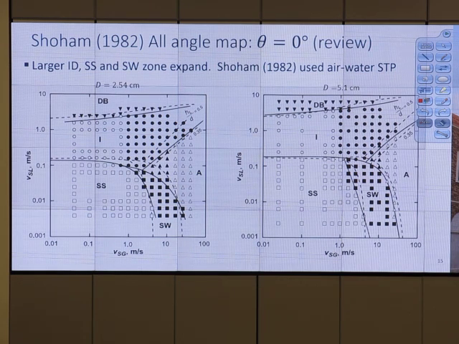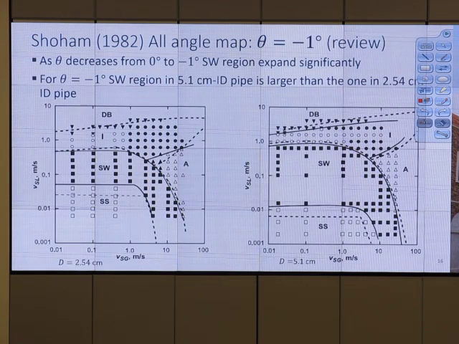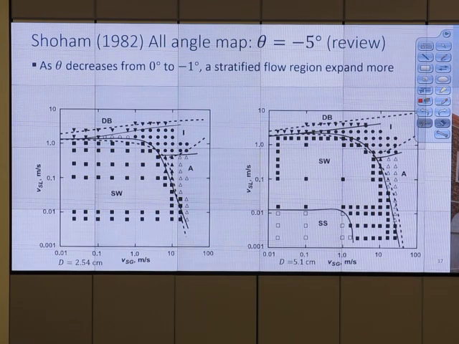Zero looks like this, right? If we go a little bit downward flow, -1, you can see that the intermittent flow region shrinks a lot. Okay, and stratified wavy kind of goes on top of stratified smooth, happening at higher VSL. So at -1 degree, -5 degree for small pipe diameter, stratified smooth is just gone. We have just stratified wavy, right? See this?